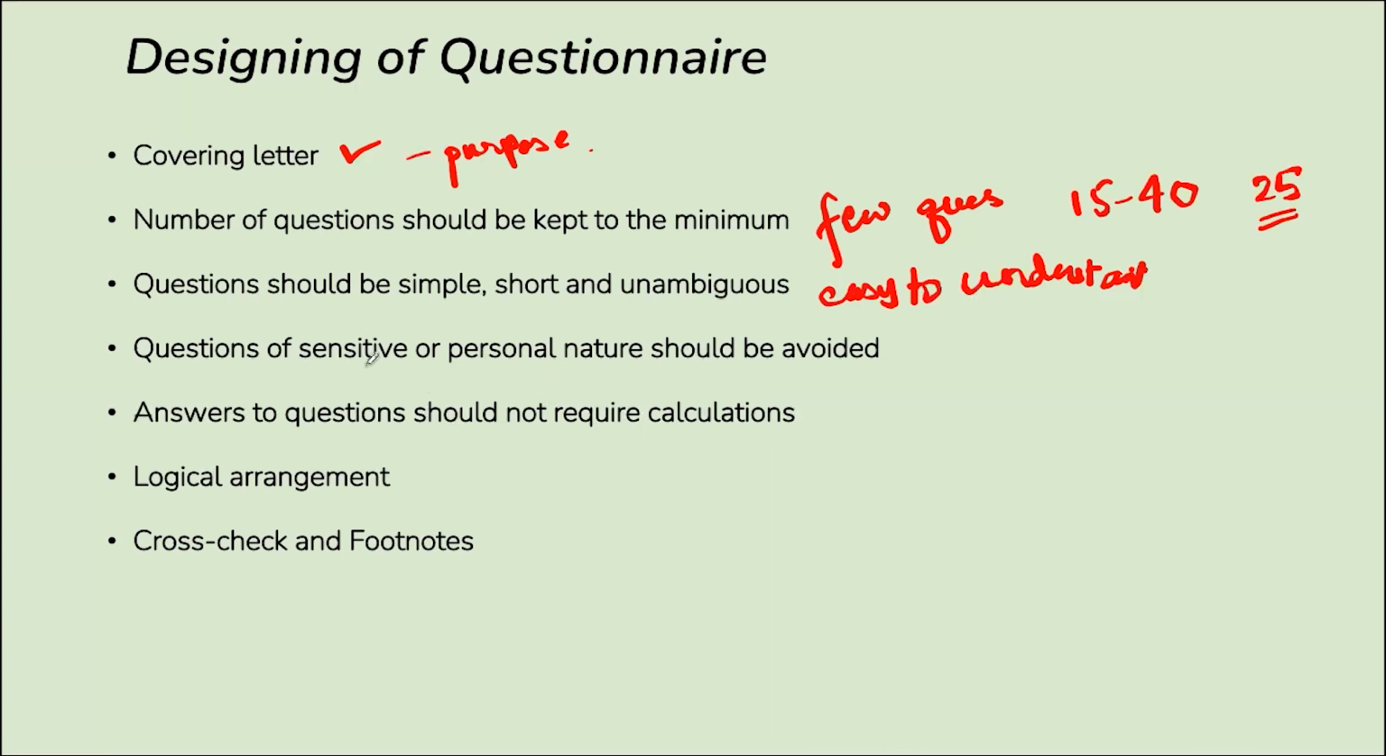Fourth, as I've already told you, questions of sensitive or personal nature should be avoided. The question should not be such that the respondent has to disclose private, personal or confidential information, or anything related to his income, sales, profit, or marital happiness. They should be avoided because there are high chances they would not be answered correctly. Then, answers to questions should not require calculations. If any calculation is involved, people will absolutely leave it. If they are not interested, they will not answer such types of questions. So they should not require calculations.